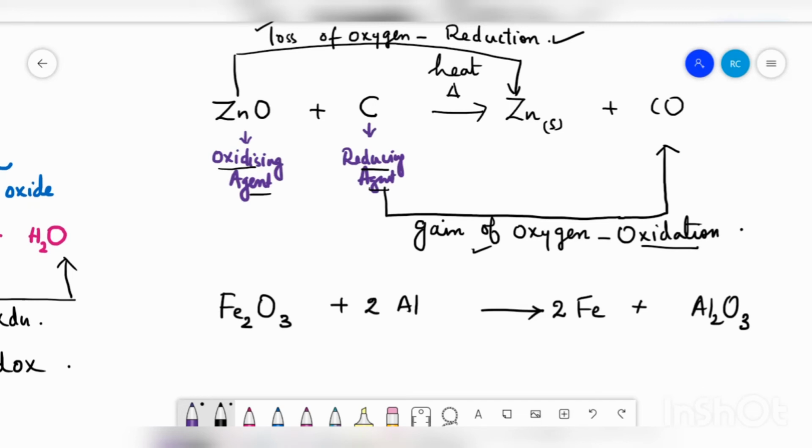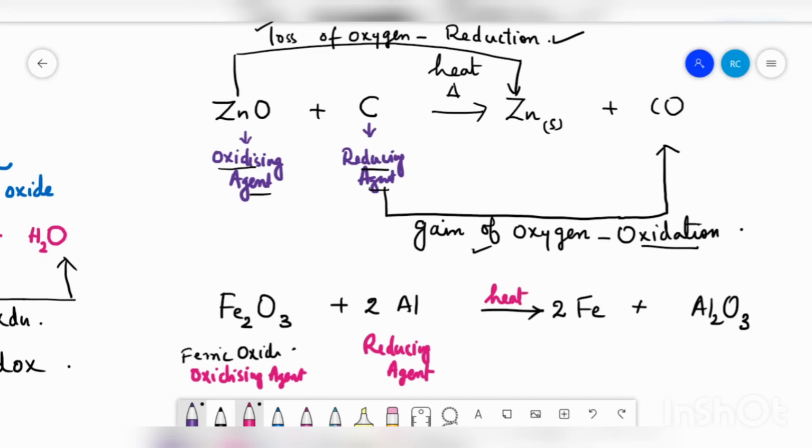Now ferric oxide. This is called ferric oxide. It actually contains oxygen. We can call it an oxidizing agent. So ferric oxide is the oxidizing agent. What about aluminum? Aluminum will be the reducing agent. Why is ferric oxide the oxidizing agent? Because it contains oxygen. Now this reaction also needs heat.